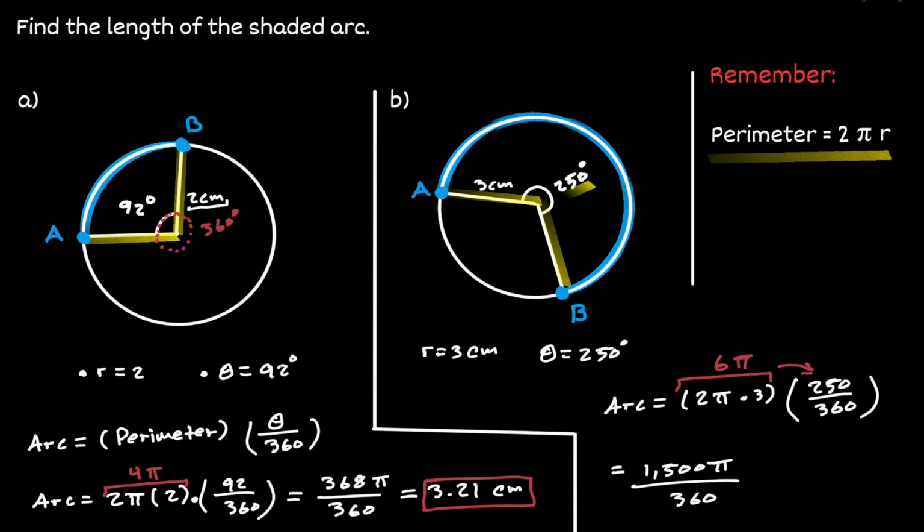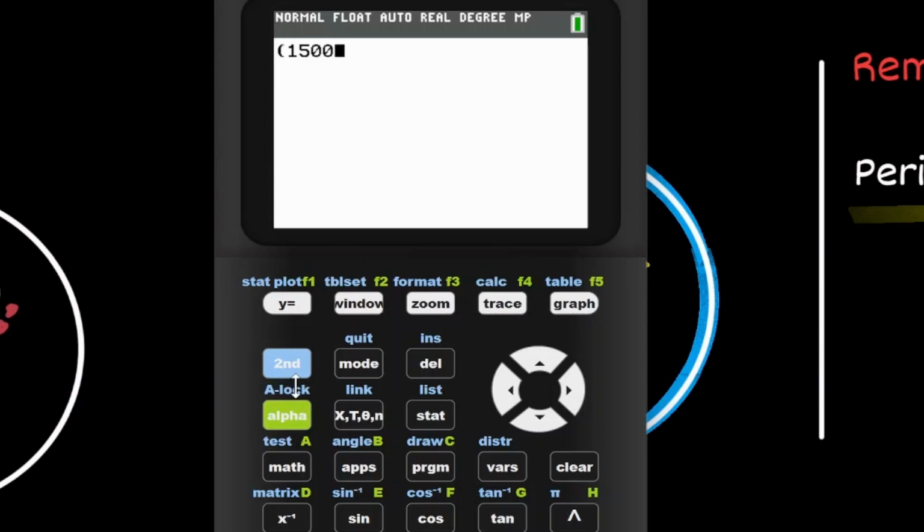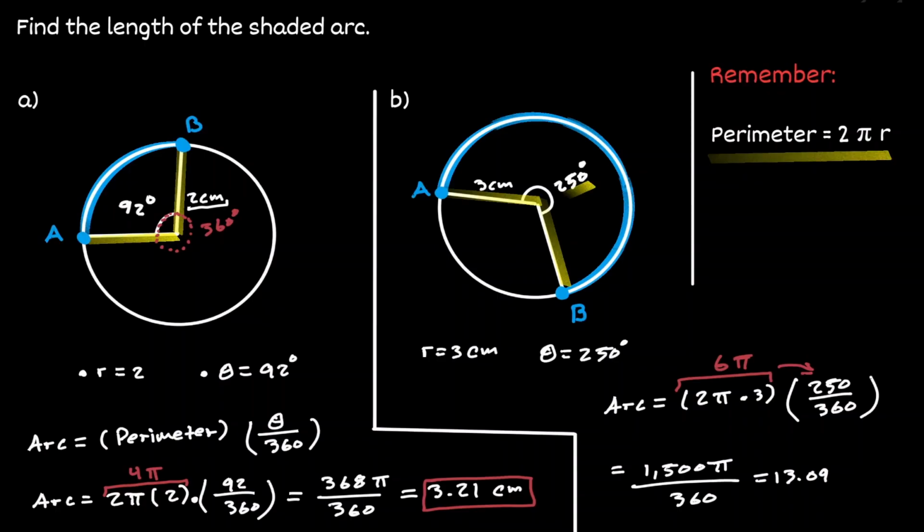Now we can use our graphing calculator to find this value. Let's open a parenthesis for the numerator, and let's place down 1,500 pi. To access pi, we're going to press second and exponent. Let's close the parenthesis, and now let's divide by 360. So we have our result. The length is equivalent to 13.09. But because the radius was given to us in centimeters, the length of the arc is also in centimeters.